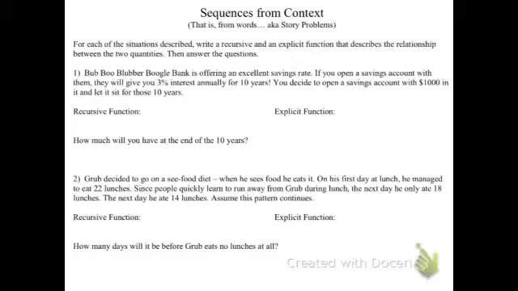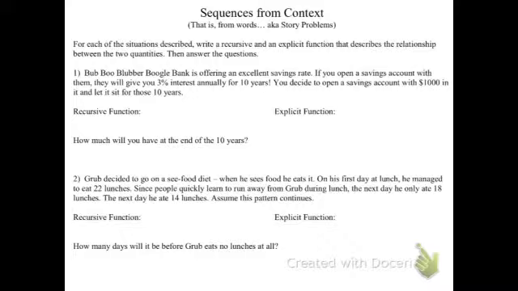Alright, today's assignment is basically writing functions that describe the sequences that you find in story problems from context. And so here we'll just take it one at a time. We'll start with number one. Here at this bank, you're investing $1,000 into a savings account and it has a 3% annual interest for 10 years. Okay, so we're going to write a function that describes the acquirement of money.